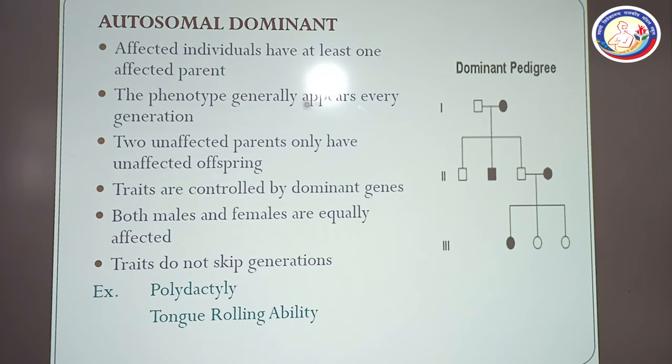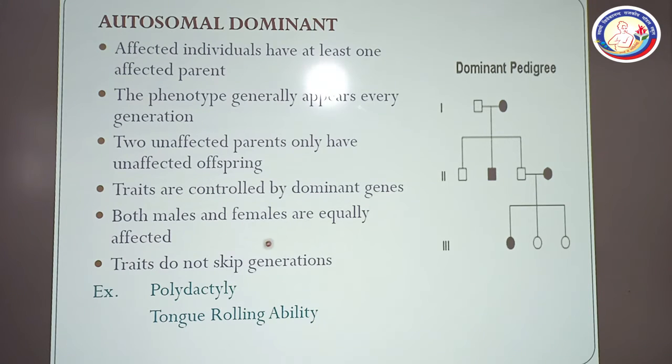The phenotype generally appears in every generation. In autosomal dominant inheritance, you will see the character appearing in all the generations. Two unaffected parents only have unaffected offspring. If you have unaffected parents, then the offspring will be unaffected. Traits are controlled by dominant genes. Here, the trait will be controlled by the dominant gene or allele.